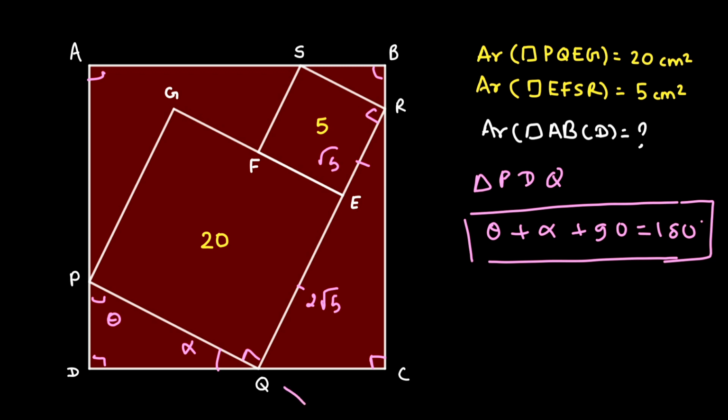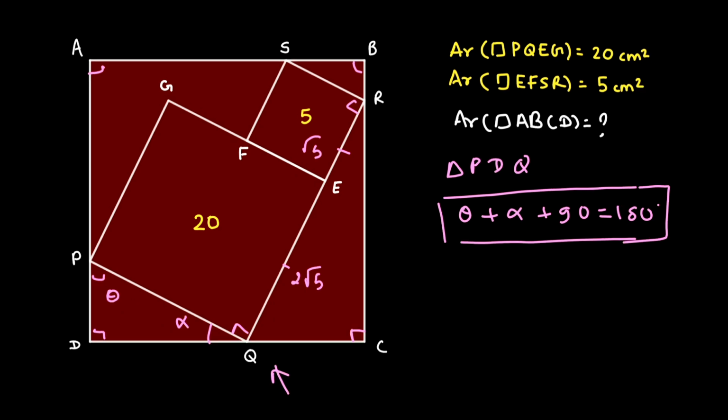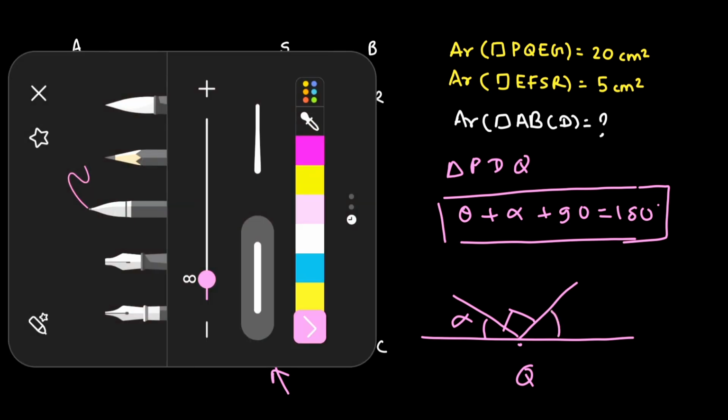Now look carefully at the point Q. First of all, we can see that the point Q lies on a straight line, and at this particular point the angles are getting divided into three parts. One of the parts has a value alpha, the other has a value 90 degree because it is the corner of this particular square. So what can you say about this third angle? So the thing is very simple.